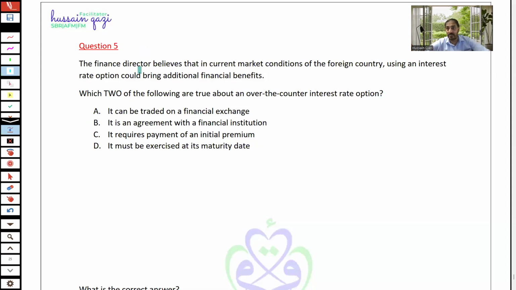The finance director believes that in current market conditions of the foreign country, using an interest rate option could bring additional financial benefit. Which two of the following are true about the over-the-counter interest rate option?